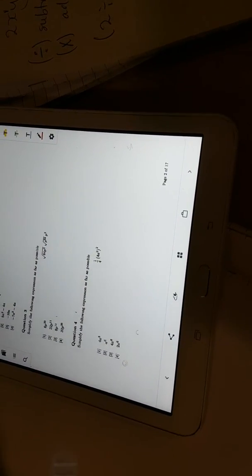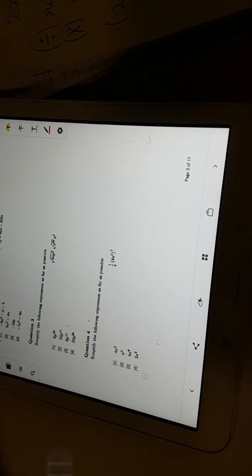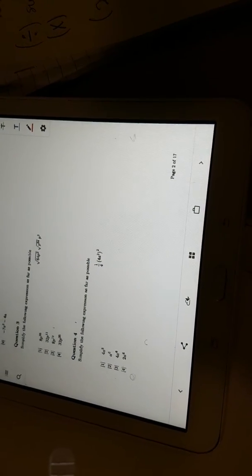Yes guys, let's move to May June 2018. This one is the first paper, May June 2018, question number 4. Question number 4 is 1/4 of (4a to the power of 3) all to the power of 2.